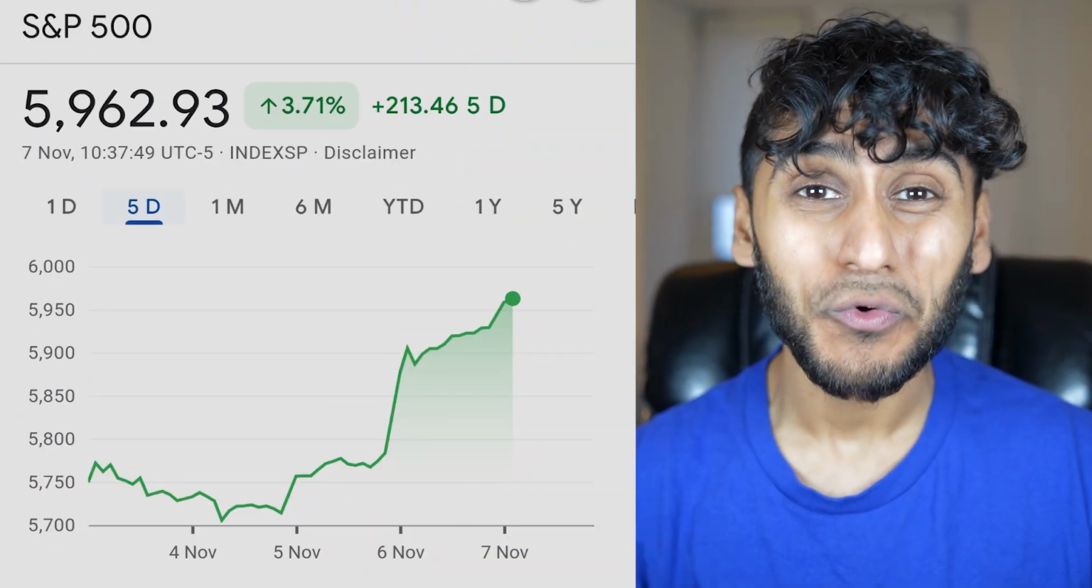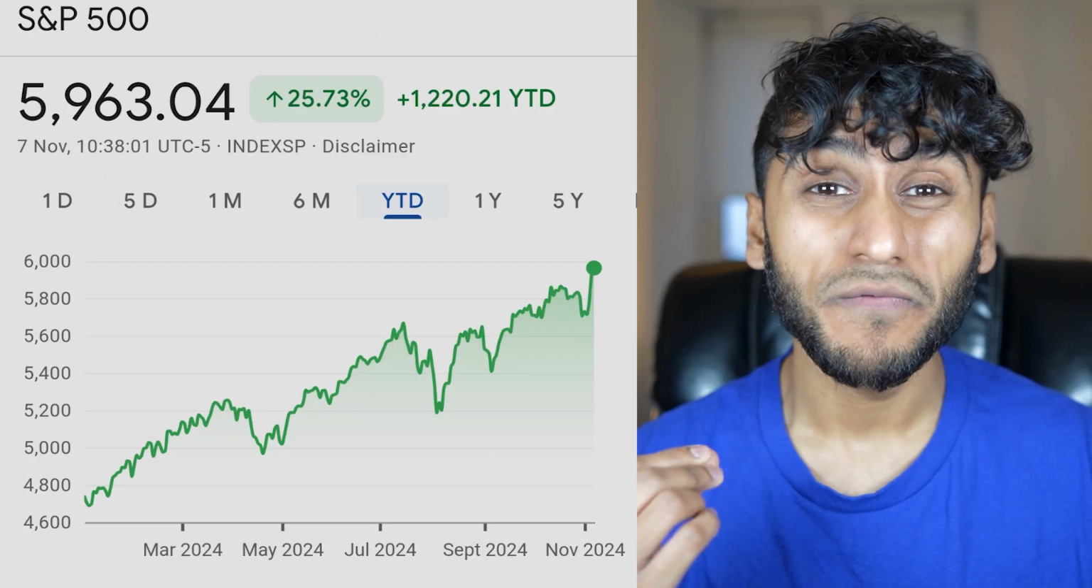So the S&P 500, long known as one of the best investments in the stock market, is currently sitting at all-time highs. And since Donald Trump's win in the 2024 election, it has rocketed even more. Year to date, we can see that the S&P 500 is up by over 25%, making it one of the best investments in any ETF over the past year.